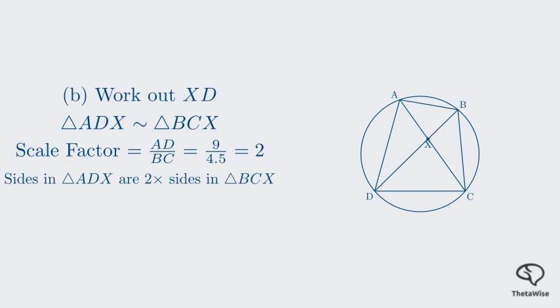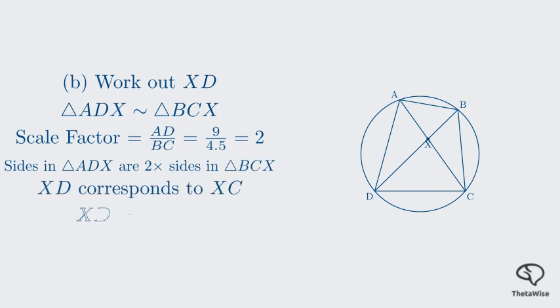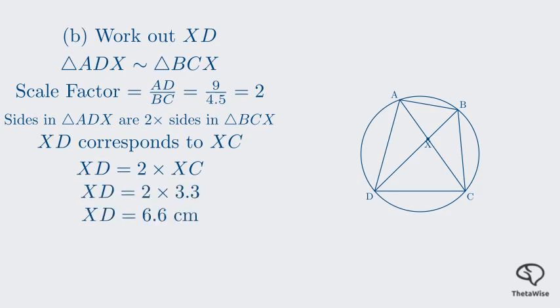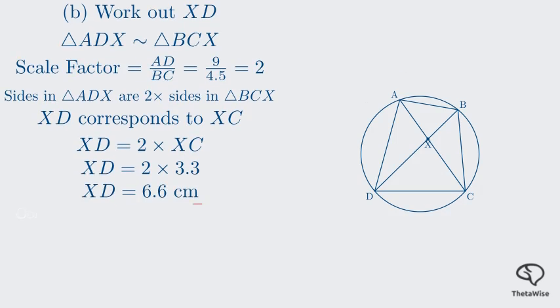Therefore, all sides in triangle ADX are twice as long as the corresponding sides in triangle BCX. The corresponding side to XD in the smaller triangle is XC. XD equals 2 times XC. XD equals 2 times 3.3. The final answer is 6.6 centimeters. A common mistake in similarity is pairing the wrong sides. Always check the angles to ensure you are comparing corresponding sides.